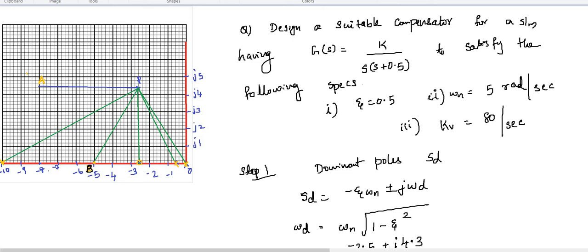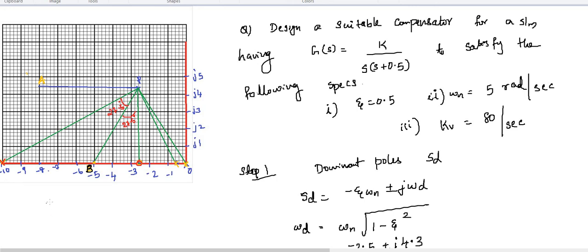Now from this angle bisector, mark phi by 2, that is 55 by 2, which is 27.5 degrees, in both directions. Mark the point nearer to the origin, nearer to the j omega axis, as the zero of the lead compensator, and the point that is far away from the j omega axis as the pole of the compensator.